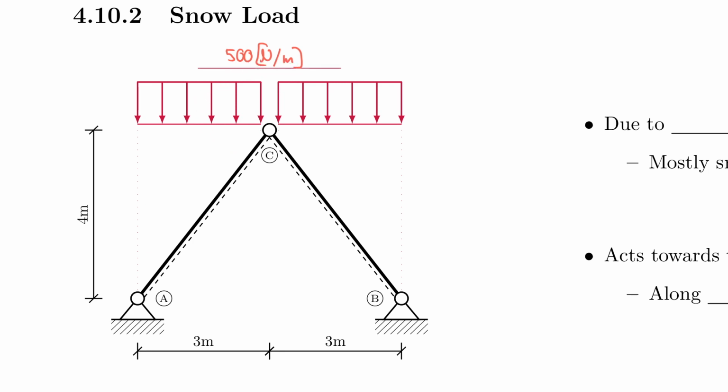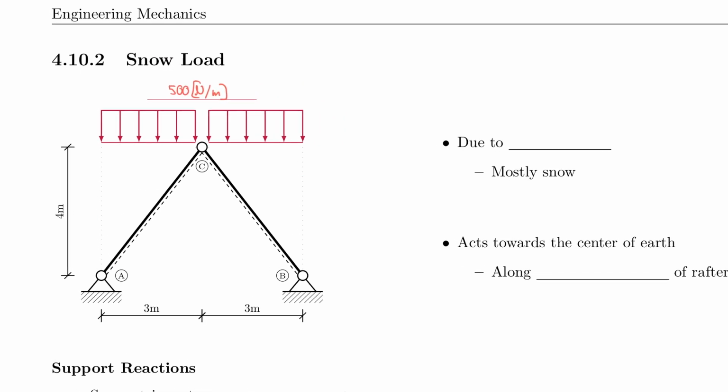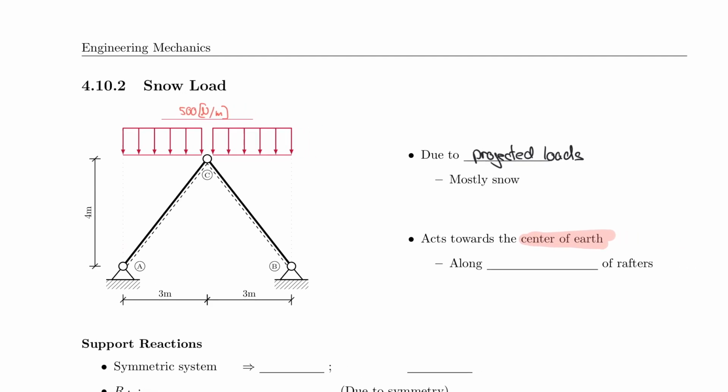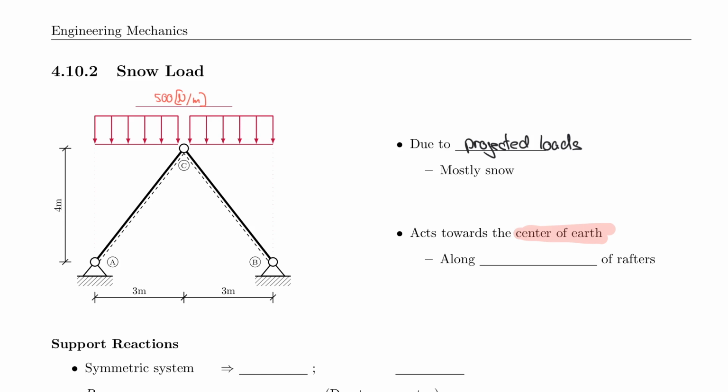Let us talk real quick about snow loads as a concept, and let's understand that it is actually projected loads. So we call that due to projected loads. And that, of course, is mostly snow, which acts towards the center of the Earth as well, but it actually acts along the footprint or the projection.